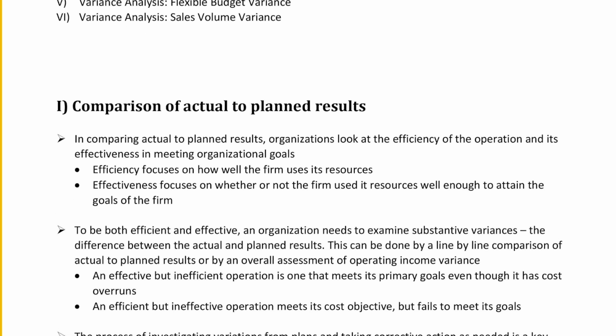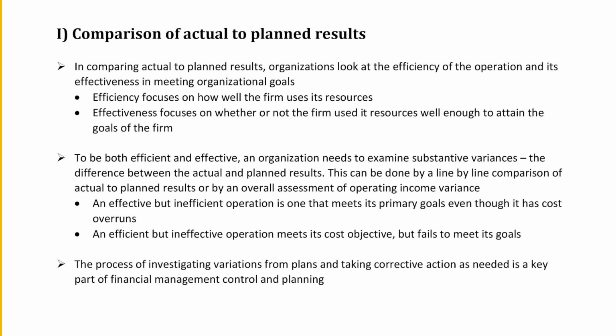On the second half of the page, we're looking at comparison of actual to planned results. It says, in comparing actual to planned results, organizations look at the efficiency of the operations and its effectiveness in meeting organizational goals. On the sub-bullet there, underline efficiency. Efficiency focuses on how well the firm uses its resources. On the next sub-bullet, underline effectiveness, which focuses on whether or not the firm used its resources well enough to attain the goals of the firm.